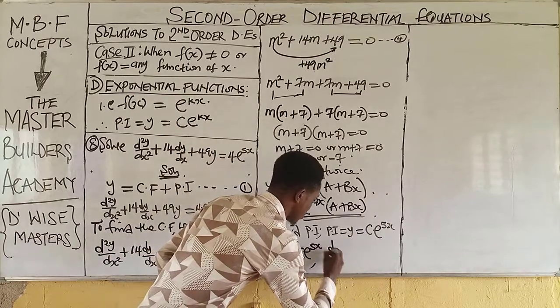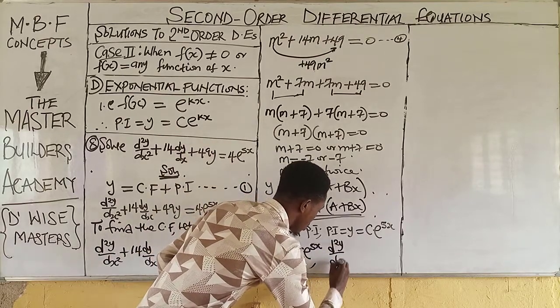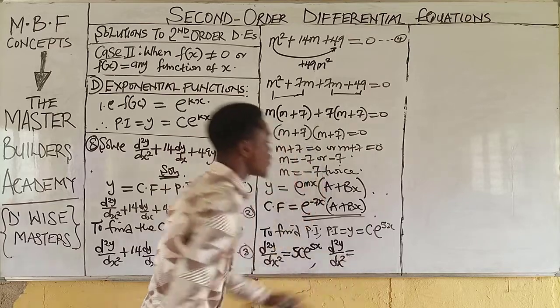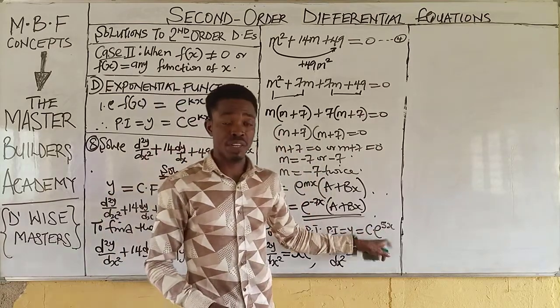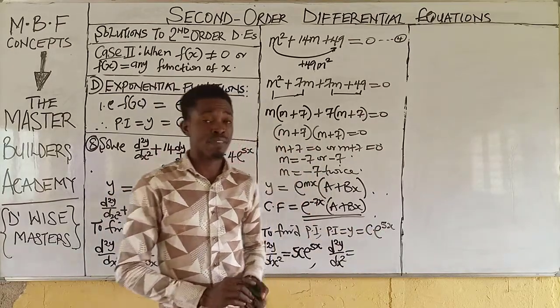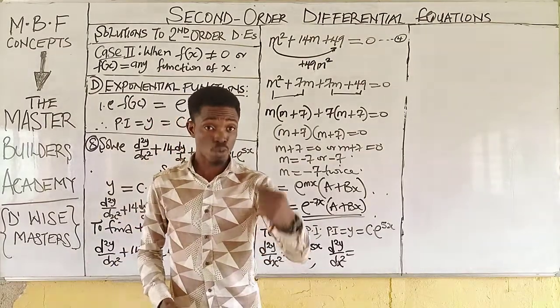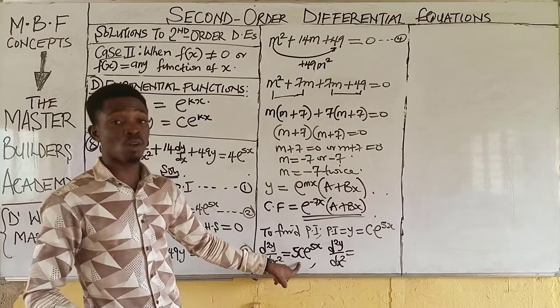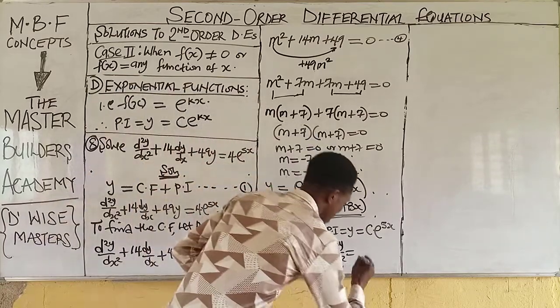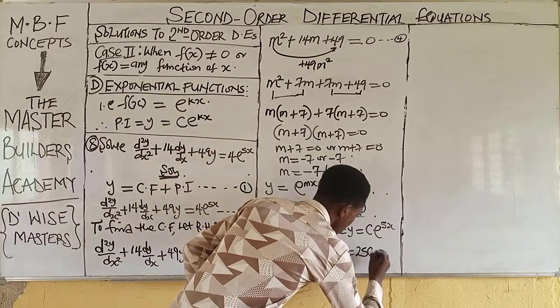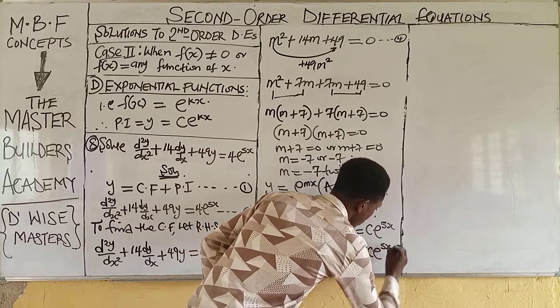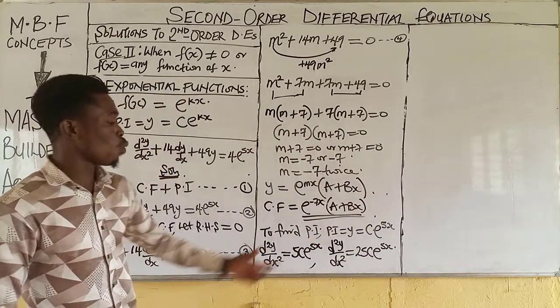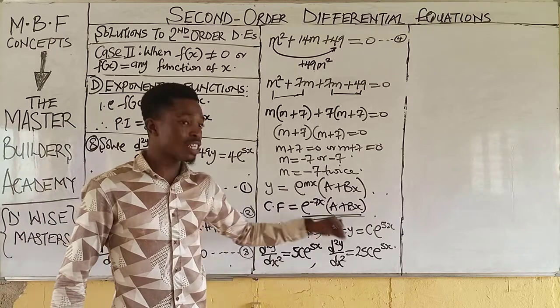Then we differentiate the second time, which is the second derivative. When we differentiate the second time, we are equally going to differentiate the power of the exponent, which is 5x. When we differentiate 5x, we will equally have 5. And when we multiply 5 by the existing coefficient, this will give us 25c exponential 5x.